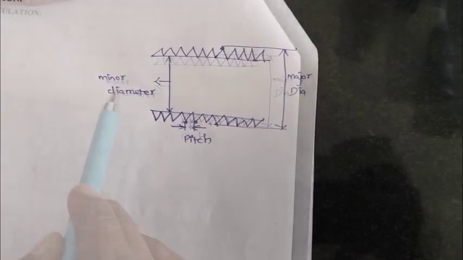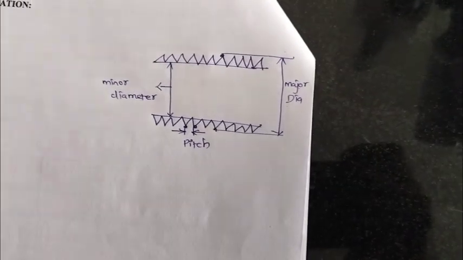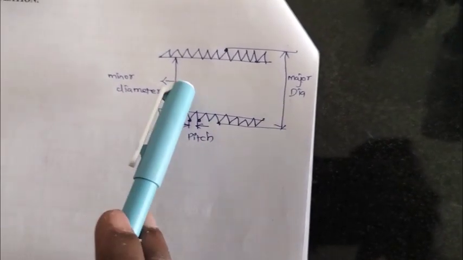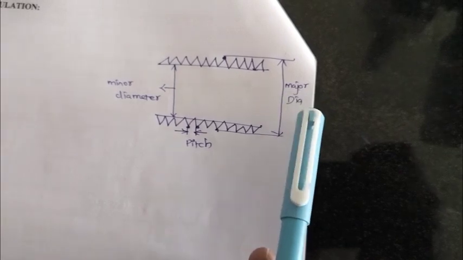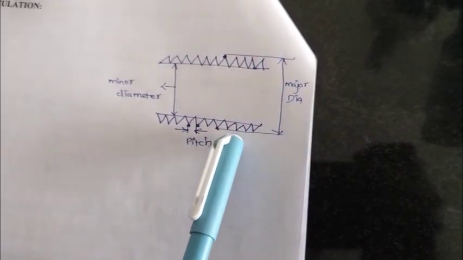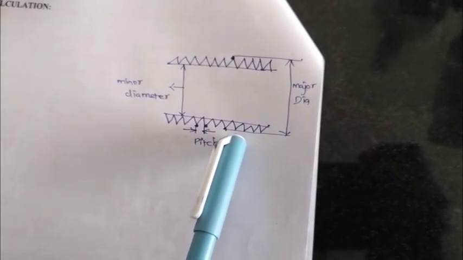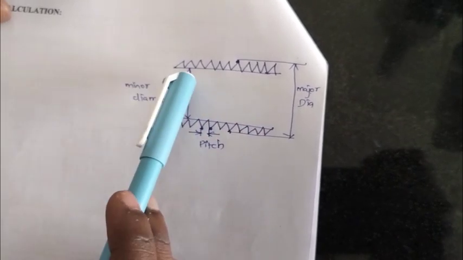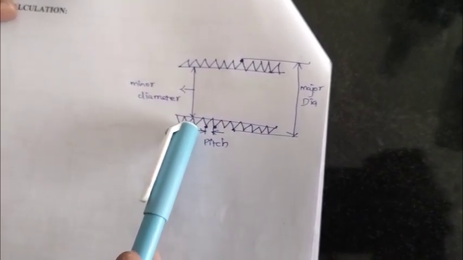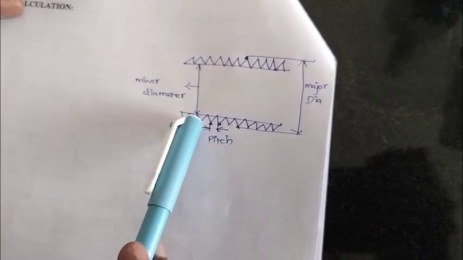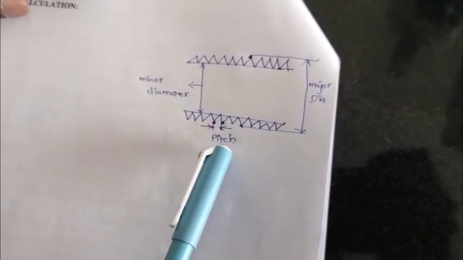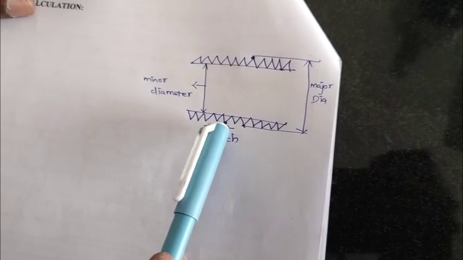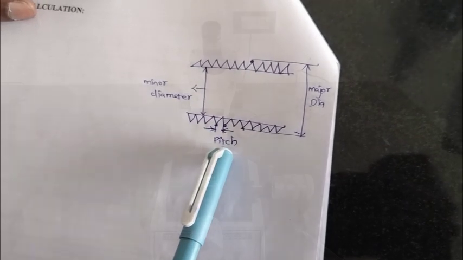Next, how we calculate the major diameter, minor diameter and pitch. I will show this diagram for that. The major diameter is the outside of the thread. The inside or inner diameter, considered as the inside of the thread, is called the minor diameter. Pitch is the distance between different threads. That is called the pitch.